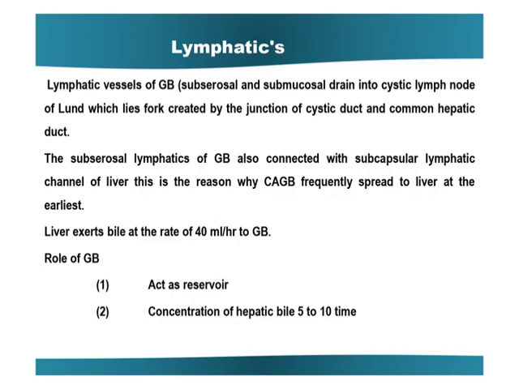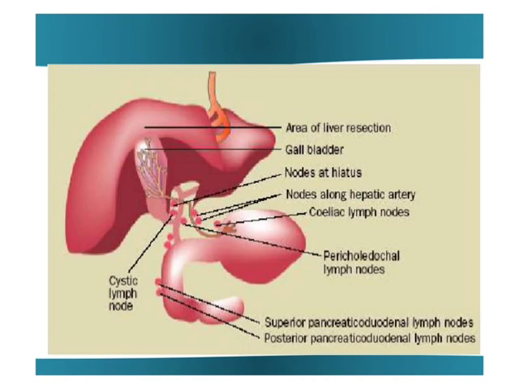Usually the liver excretes bile at the rate of 40 ml per hour to the gallbladder. So the role of the gallbladder is to act as a reservoir of bile and also to concentrate it; hepatic bile is concentrated 5 to 10 times in the gallbladder. You see the nodal areas of drainage: the cystic lymph node of Lund, the superior pancreatoduodenal lymph node, posterior pancreatoduodenal lymph node, the celiac group of lymph nodes, and nodes along the hepatic artery.